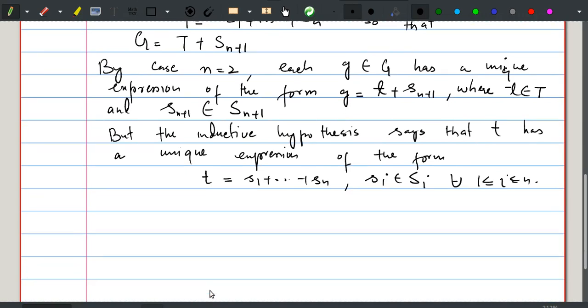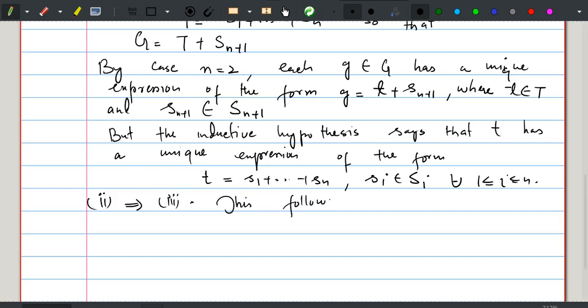Now the case second implies third. This follows from the previous lemma. Now third implies fourth.